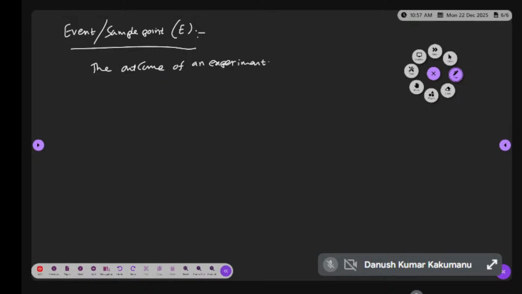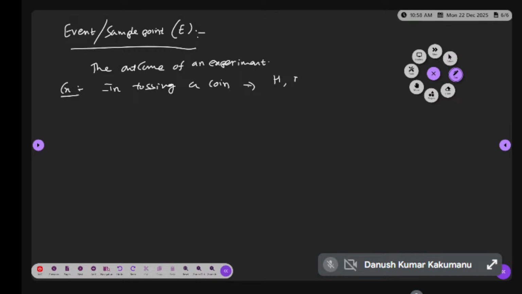Before this definition, we discussed the trial. Once you perform an experiment, you will get some outcome. That outcome is called an event or sample point. The outcome of an experiment is called an event. As an example, in tossing a coin, what are the possibilities? Head or tail?